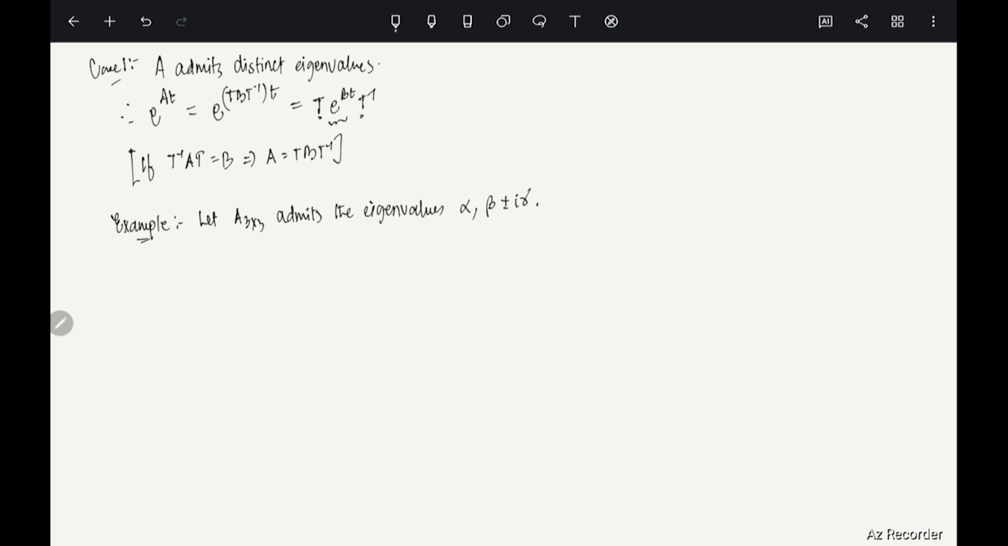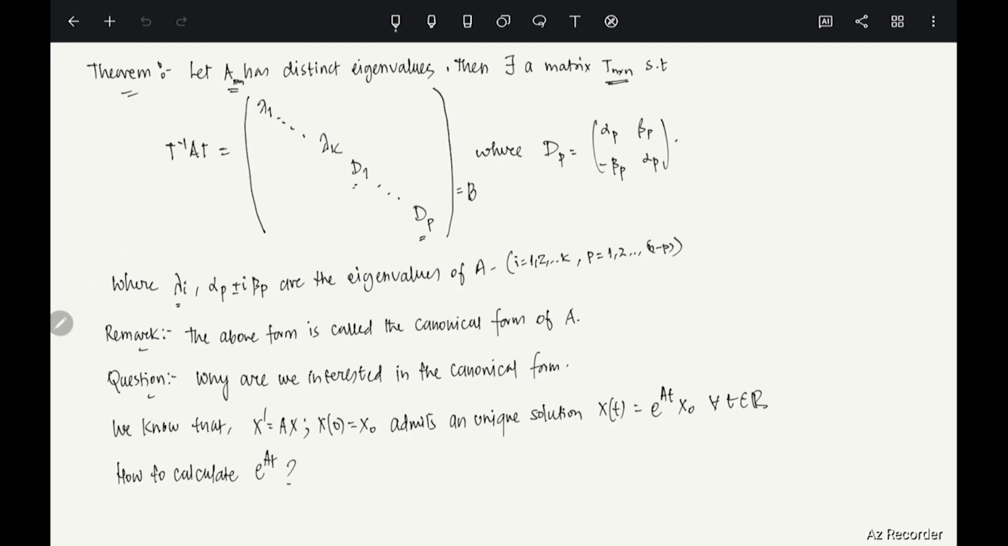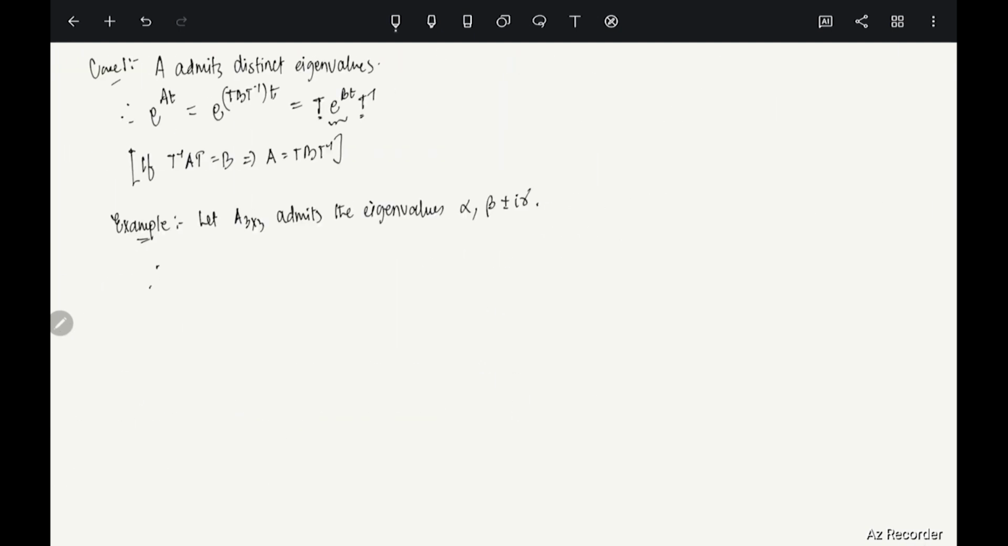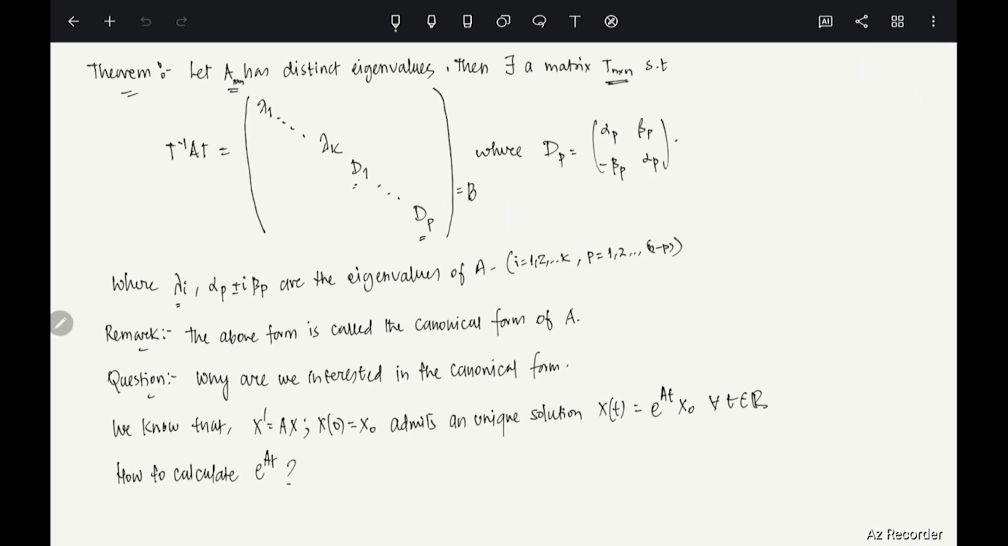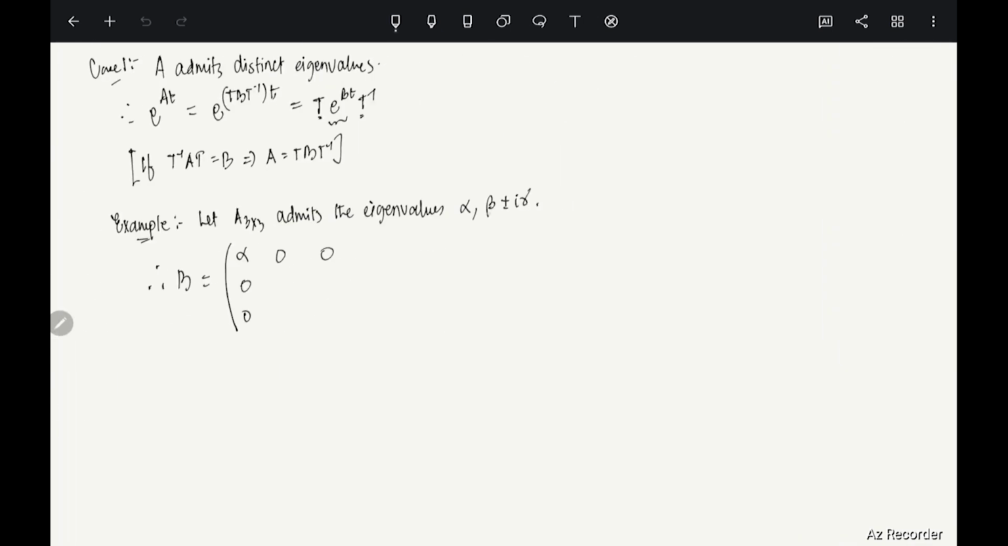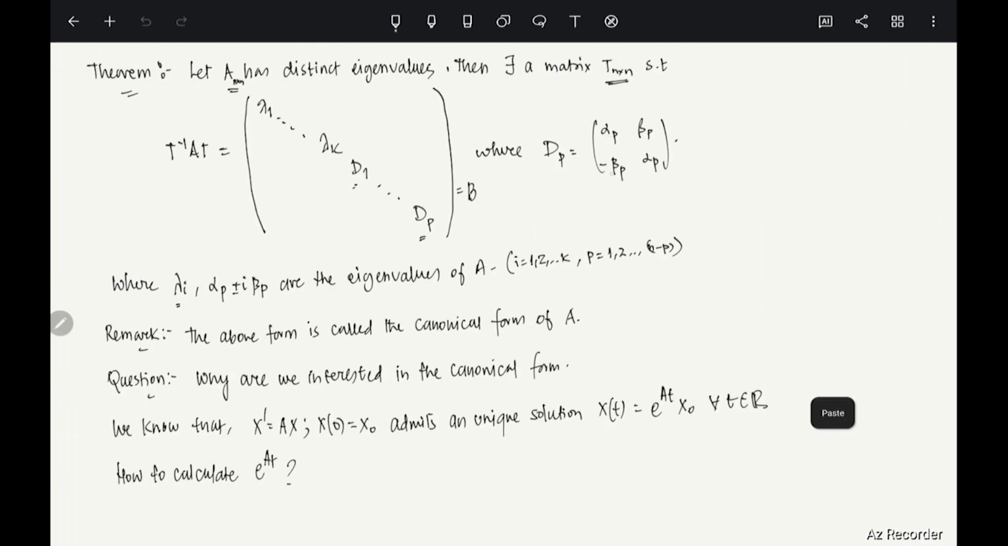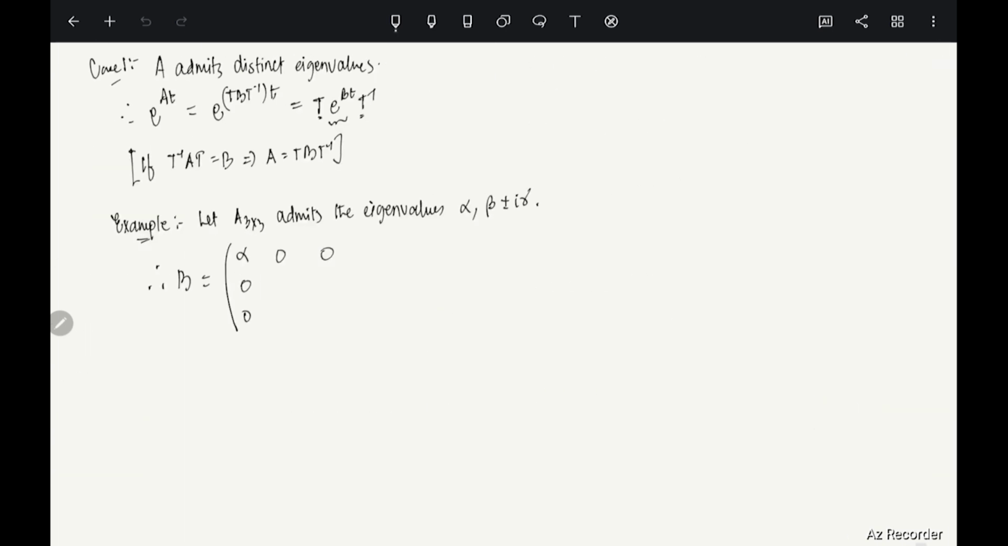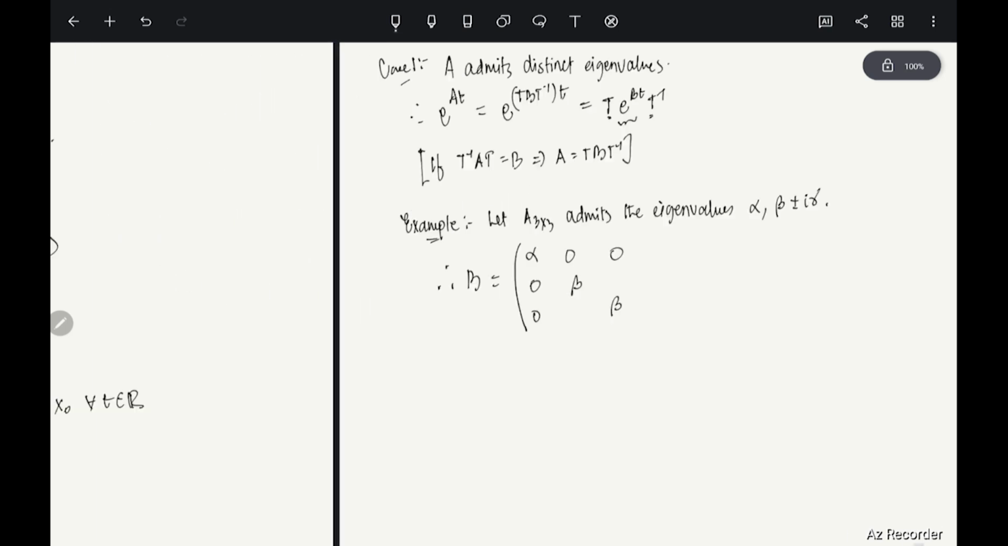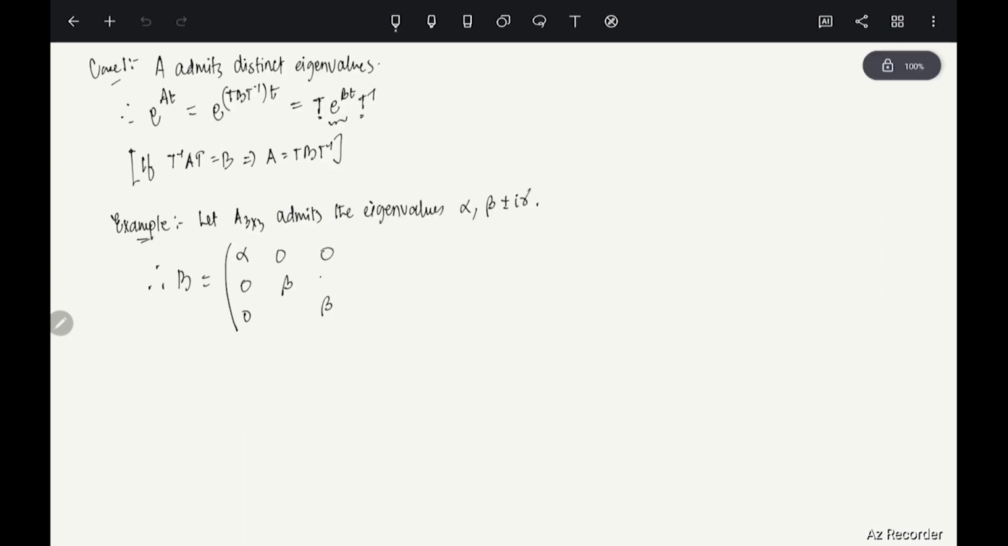Now you see what is happening. In this case, T inverse A T is B, so B will look like this. Corresponding to alpha, the first row will be alpha 0 0. Now corresponding to beta, it will be beta gamma, minus gamma beta. Sorry, this is beta gamma, then minus gamma beta. Is this clear? I hope this is clear. So this is the matrix which you are going to get, the almost diagonal matrix which we are talking about.